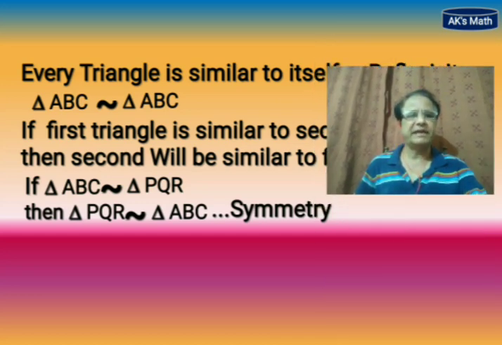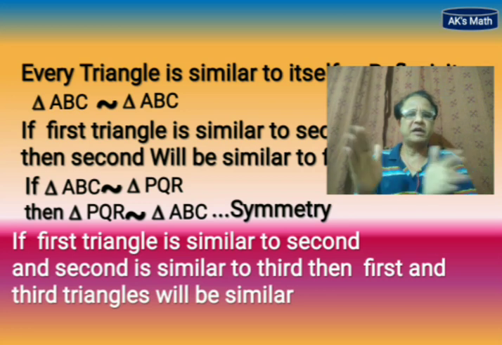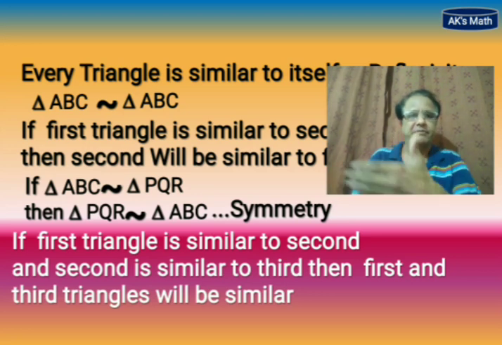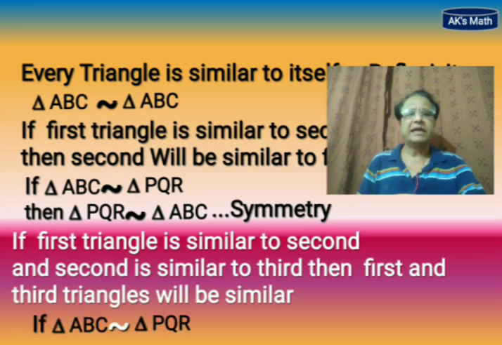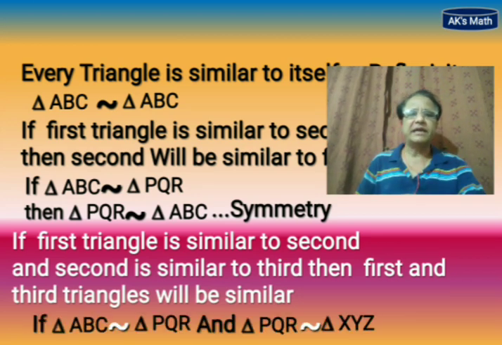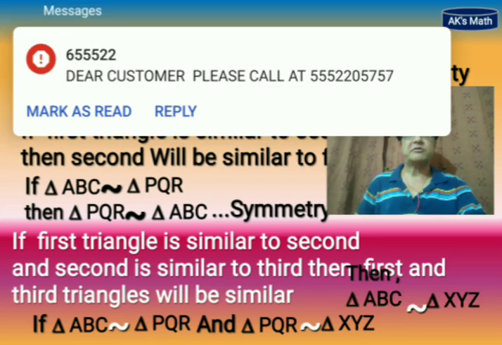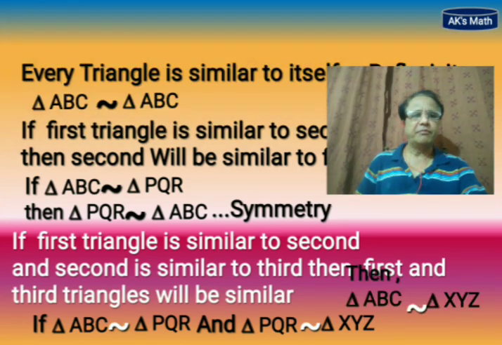The first one is reflexivity, and the third one we learn: if the first triangle is similar to the second, and the second triangle is similar to the third, then the first will be similar to the third. This is transitivity. This particular property is called the transitivity property of similarity.